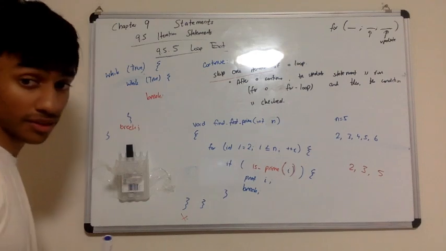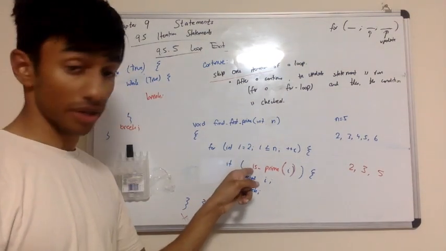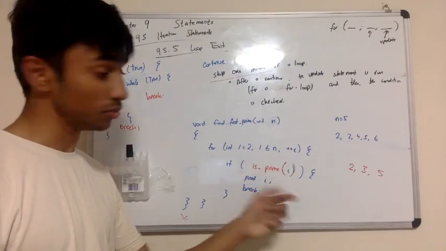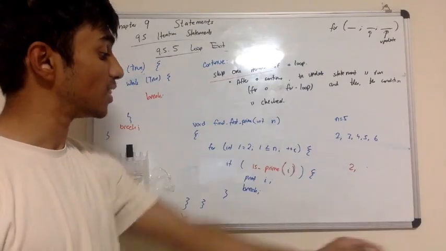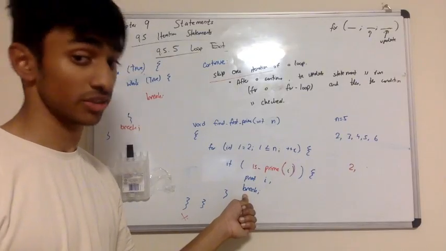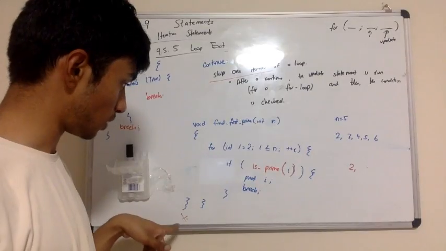Again, if n equals 5, what's going to happen? We start at i equals 2. If it is prime, and it is prime, so that's true, we're going to go into here, we're going to print i, which is 2. We're going to print i, and then we're going to immediately break, which means we're going to break out of the innermost loop or switch. In this case, it's a for loop. So we break out of this guy, and we continue on our merry way.